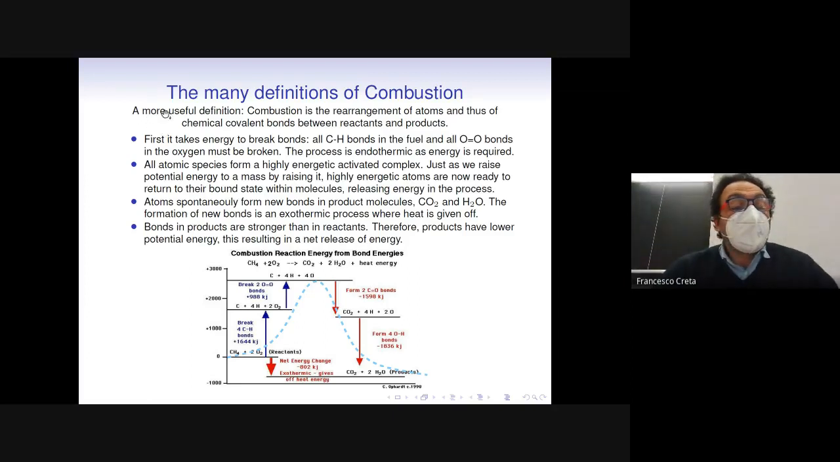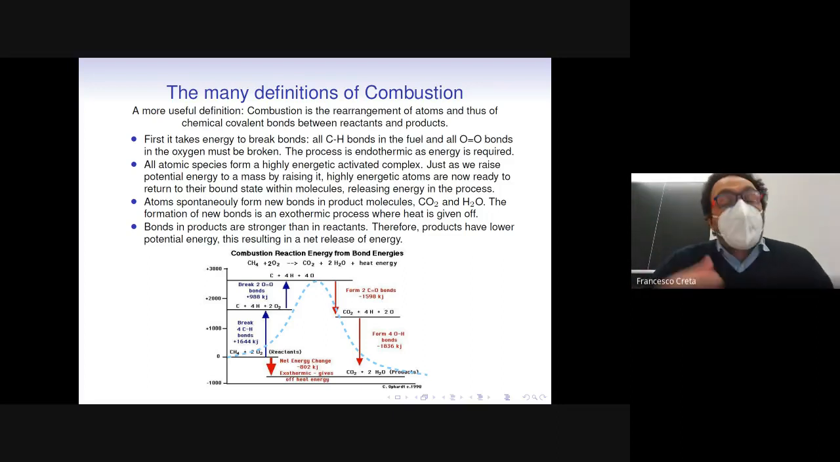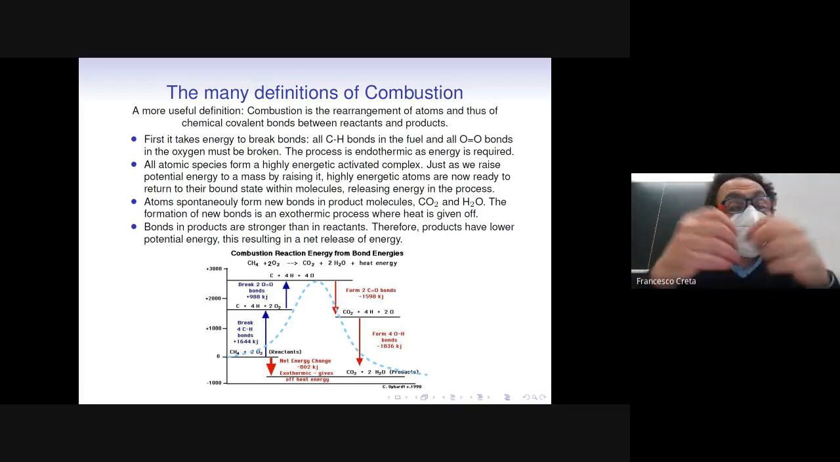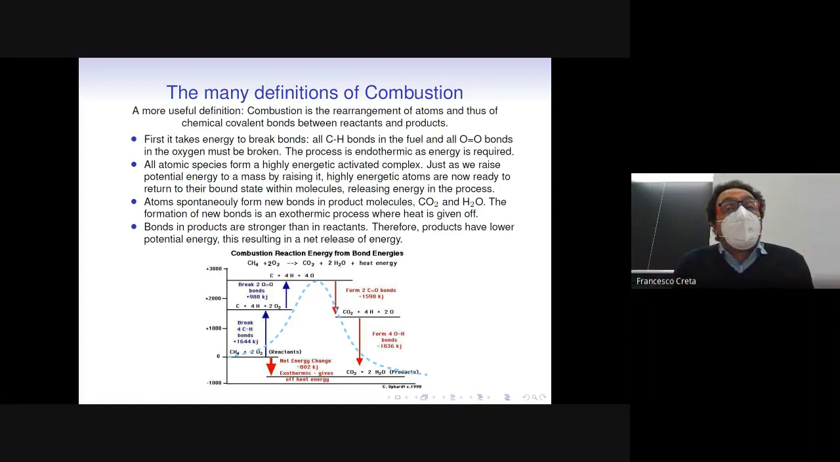So here is another definition, which I think is more useful. Combustion is the rearrangement of atoms, and thus chemical covalent bonds, between reactants and products. Think of molecules as being Lego pieces which are stuck together, and within each piece there is some energy involved, energy stored in the form of potential energy in these bonds. What happens in combustion is a rearrangement of these atoms.